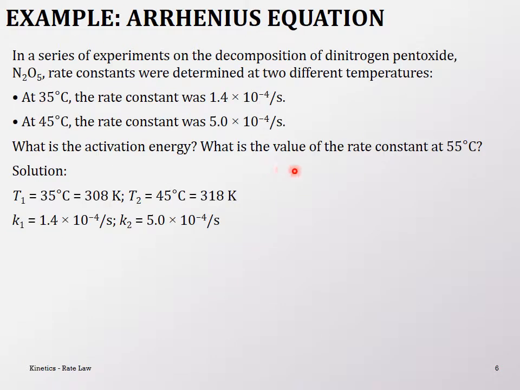Here is another one. In a series of experiments on the decomposition of dinitrogen pentoxide, N2O5, rate constants were determined at two different temperatures. So at 35, the rate constant was this. At 45, the rate constant was this. What is the activation energy? What is the value of the rate constant at 55? So we're given 35 and 45, and then we are asked to calculate for 55.